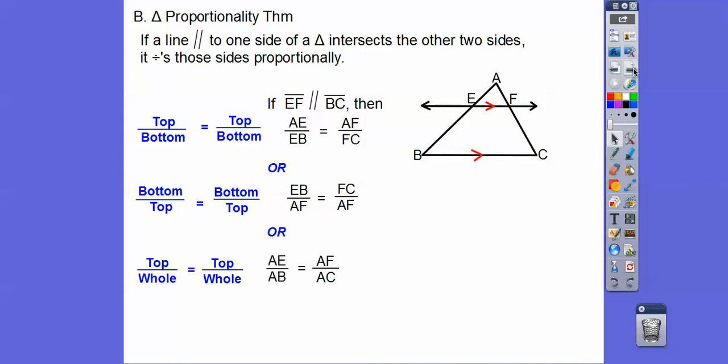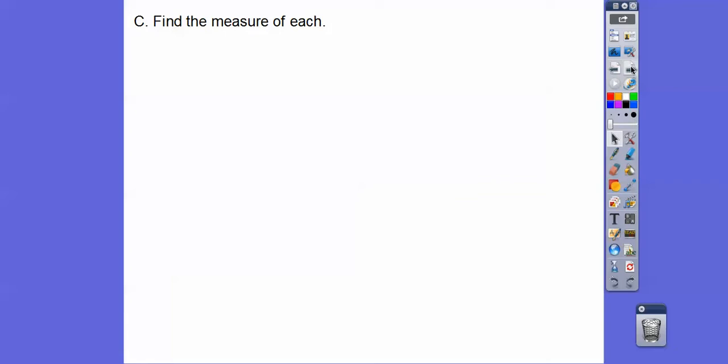We can also do this, you guys, top over whole. So this piece over the whole piece equals this piece over the whole piece. And we can also do bottom over whole equals bottom over whole. We can do the whole on the top too, you guys, if you wanted to. So find the measure of each, okay?